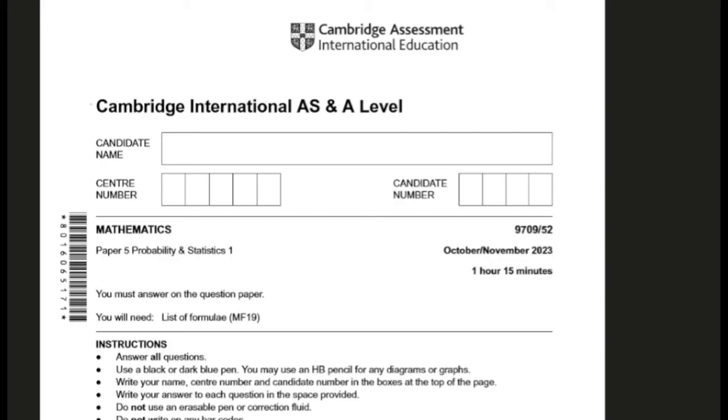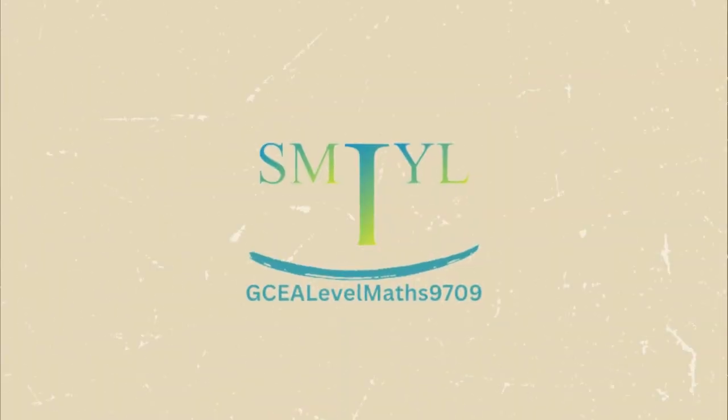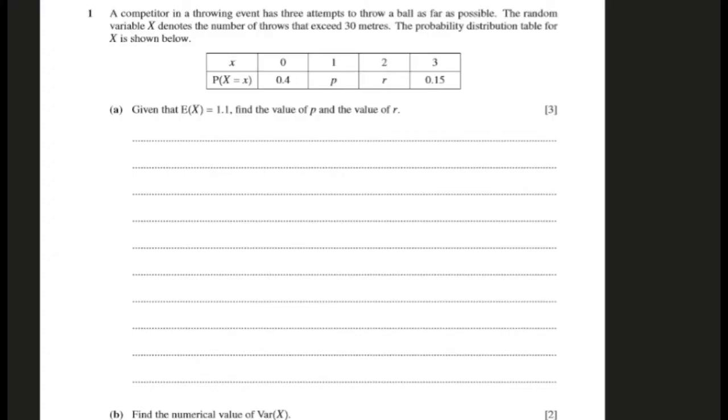In this video, we're going to be breaking down the probability and statistics on paper. Number 1. A competitor in a throwing event has 3 attempts to throw a ball as far as possible. The random variable x denotes the number of throws that exceed 30 meters. The probability distribution table for x is shown below.